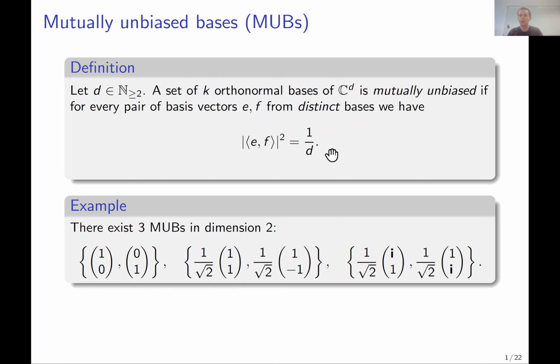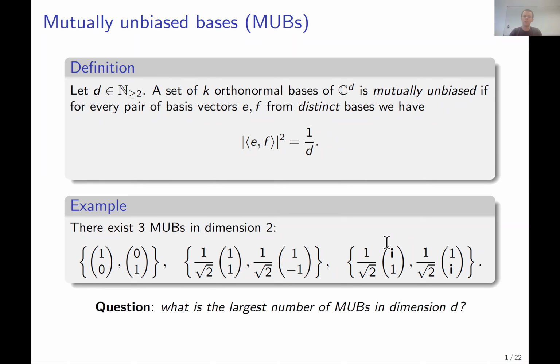Okay, and then in dimension 2, you can find a third basis that is also mutually unbiased to the first two. And it requires using complex numbers. So you can use (1, i) and (1, -i). For the quantum people in the audience, you might also recognize them as the eigenbases of the Pauli matrices. Okay, so here I've given you 3 mutually unbiased bases in dimension 2. And a very natural question is now, what is the largest number of mutually unbiased bases you can find in a given dimension? So that's the motivating question that inspired this work and this talk.